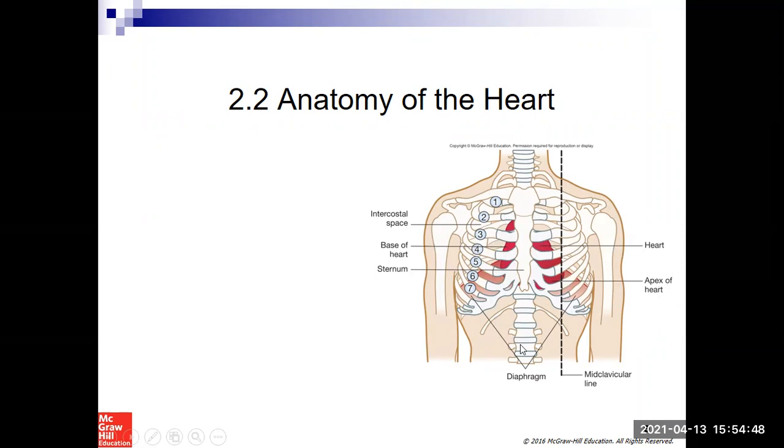And then you see here we have the diaphragm. The diaphragm is here, okay? Diaphragm on both sides. Midclavicular would also be on this side as well. You see the ribs, and then the spaces between the ribs, your intercostal spaces.